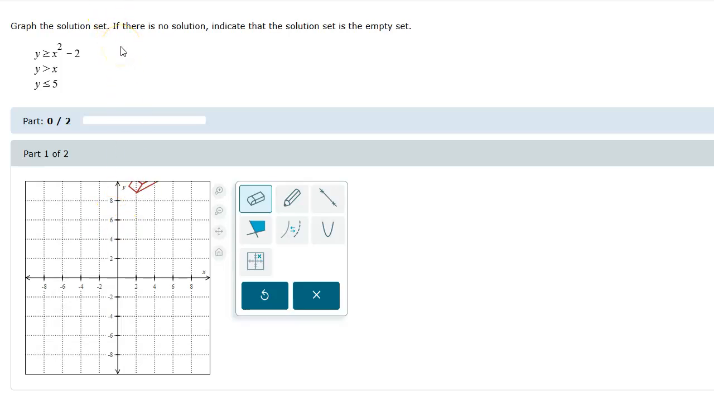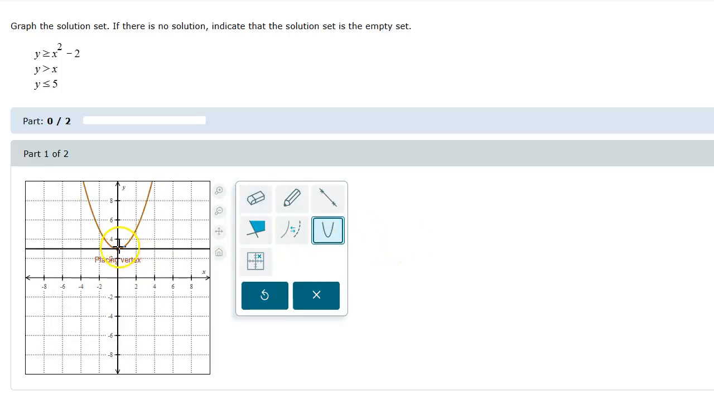So when you're graphing a system of inequalities in two variables, what you want to do first is graph each one of the related equations. So I know this is going to be a parabola. The second one is going to be a line. And the third one is going to be a constant function or horizontal line. So I have to make sure I choose the appropriate tool. So for the first one, I'm going to grab the parabola tool.